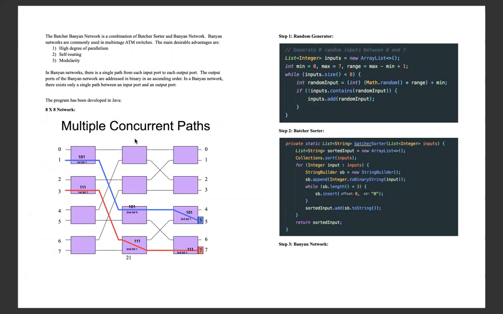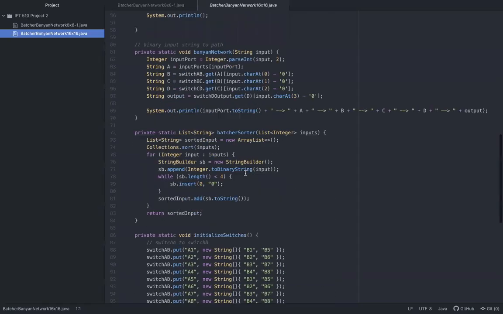There are 3 steps: random generator, batcher sorter, and the Banyan network. First is the random generator. How do we generate a random input? In order to do that, we use a new array list. Using that, we initialize 3 things: minimum, maximum, and the range. For a better understanding, let me show you the code.